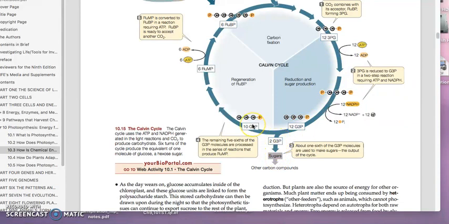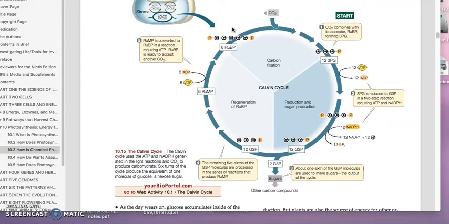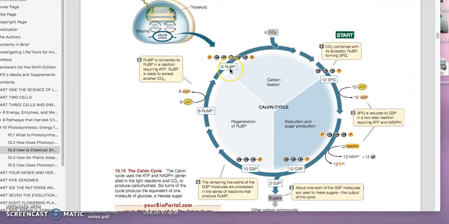Then most of the G3P is used to make RuMP, R-U-M-P. The RuMP is converted with the help of ATP by chemical reactions into RuBP. And remember, you've got to have RuBP to start the cycle all over again. So that is the Calvin cycle. 6 turns of the cycle gives you 1 molecule of glucose. So that's the Calvin cycle.